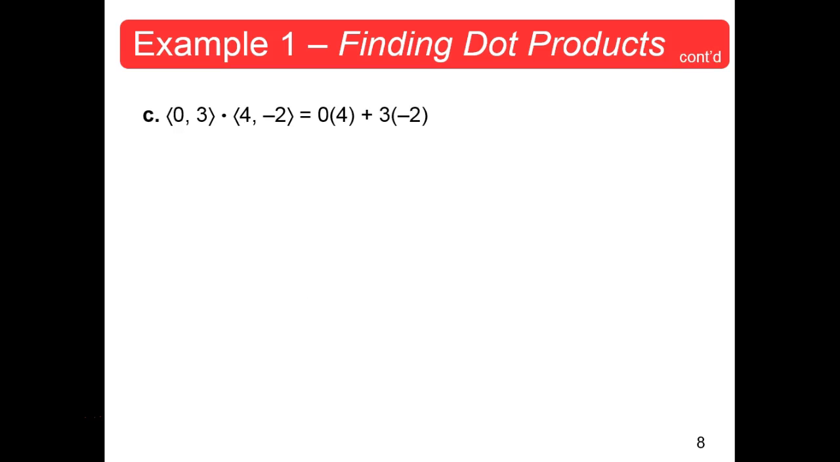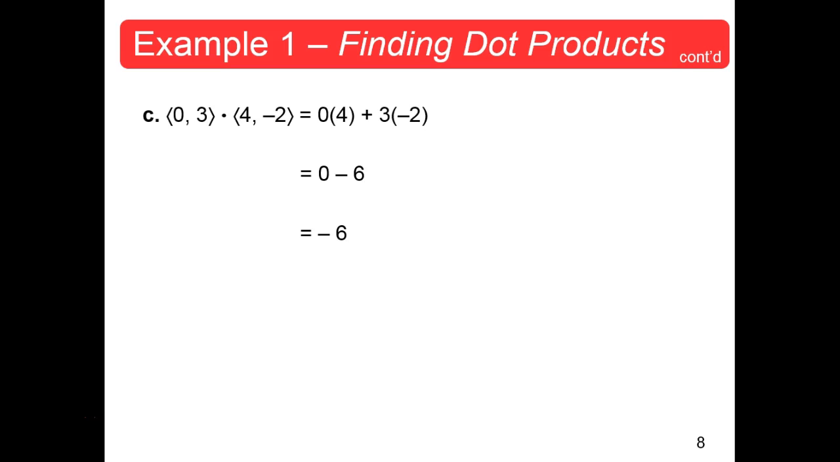Okay, let's do this one. 0, 3 dotted with 4, negative 2. What would that be? Anybody? Negative 6. Perfect. 0 times 4 is 0. 3 times negative 2 is negative 6. 0 plus negative 6 should be negative 6. Perfect. Is there a fourth one? No. Just those 3. Okay.